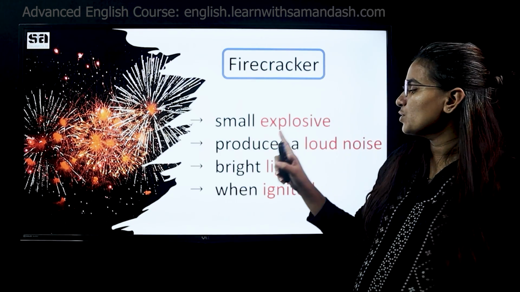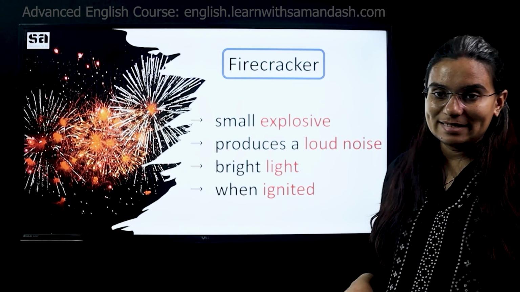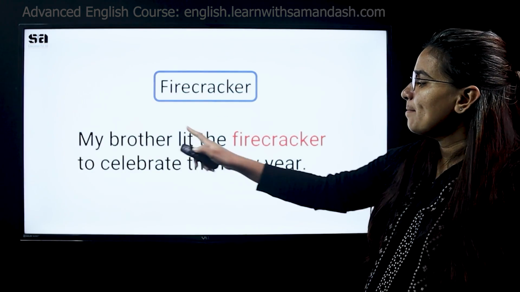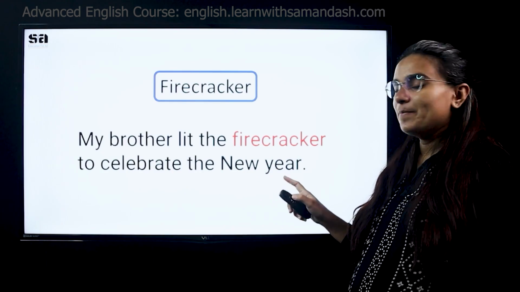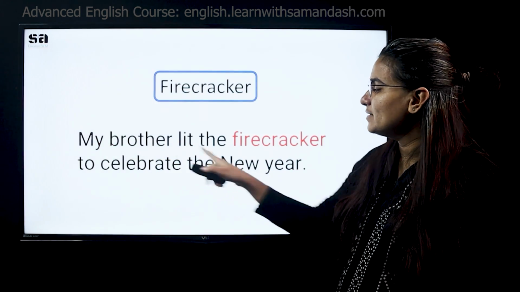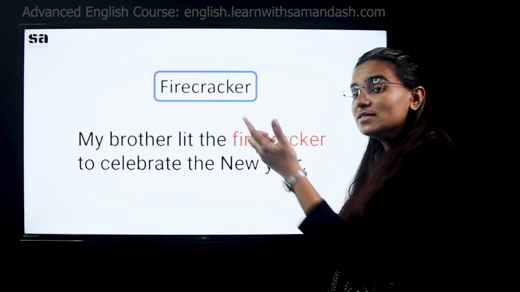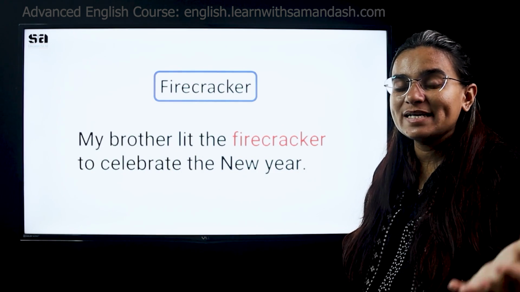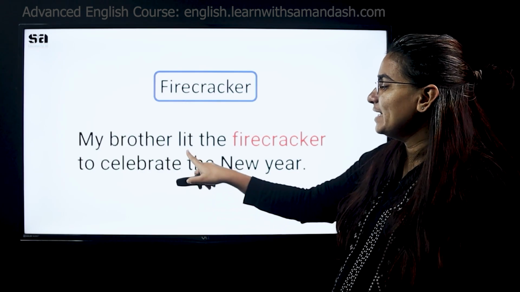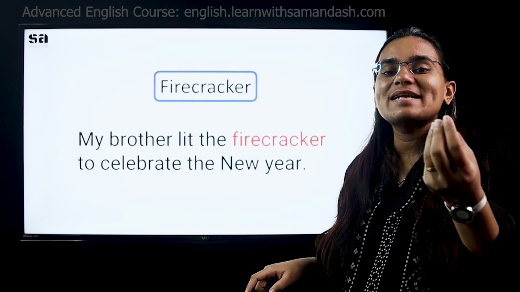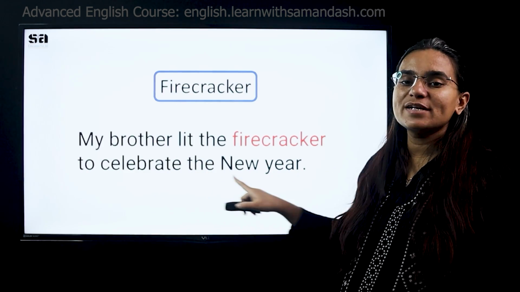So it's a small explosive that produces a loud noise and bright light only when ignited. The example could be, my brother lit the firecracker to celebrate the new year. Lit is another such word which you can use instead of saying lighting it up, or you can say firing it up. You can say lit the firecracker. That means you're igniting the firecracker. And my brother did this to celebrate the new year.